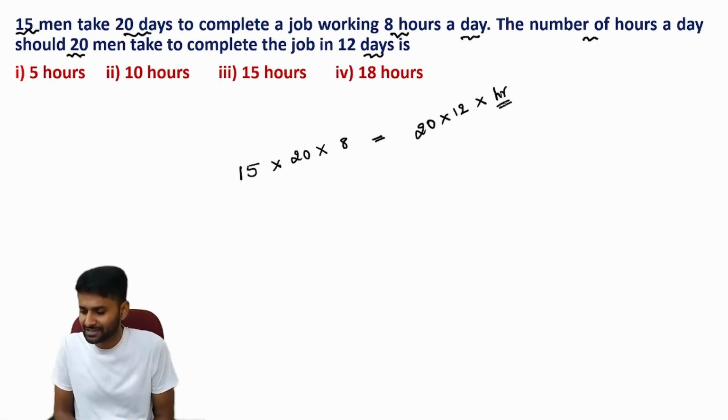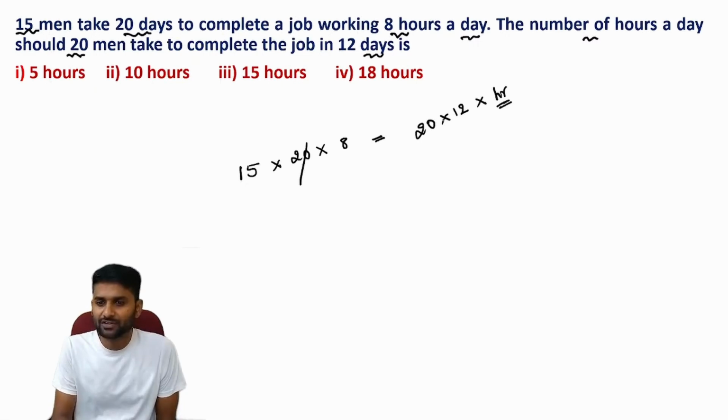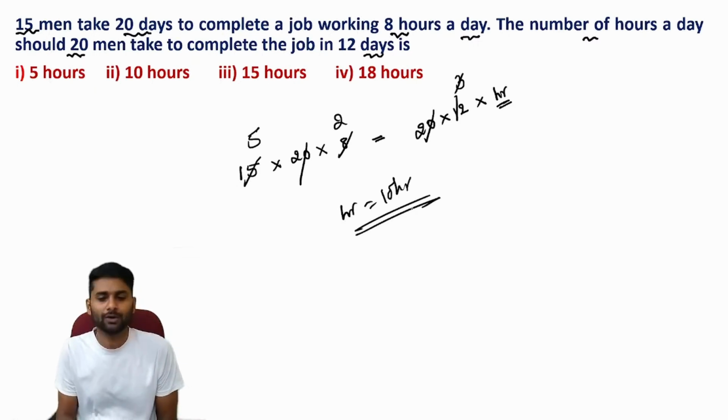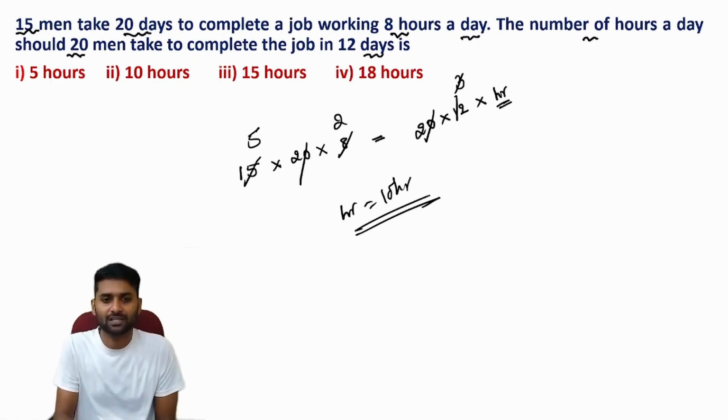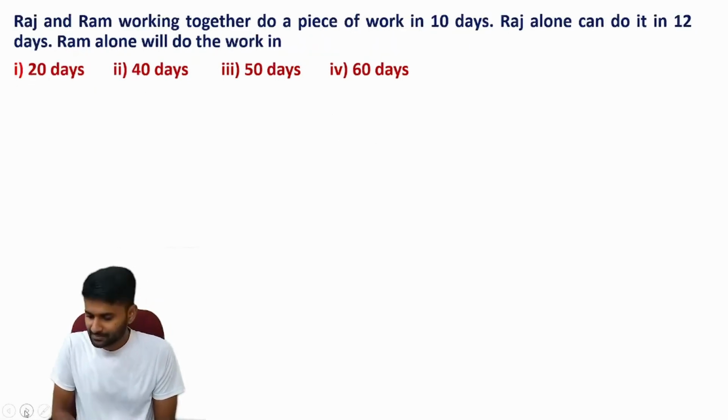So you have to identify that time. Let's go through the further calculation. See, 4 2 times, 4 3 times, 3 exactly 5 times, which means they should work 10 hours per day. Then only the total work will be completed in 12 days if they work with 20 people. So the answer is 10 hours. Try this question.